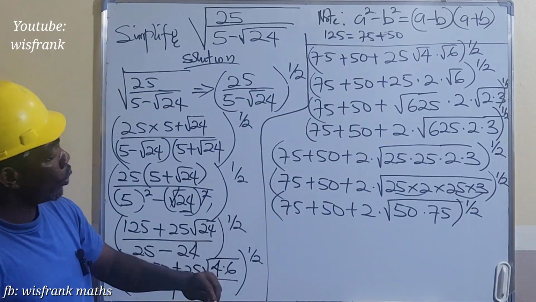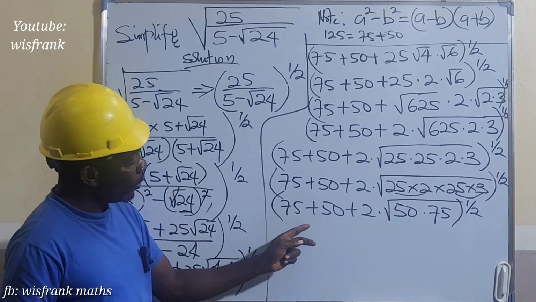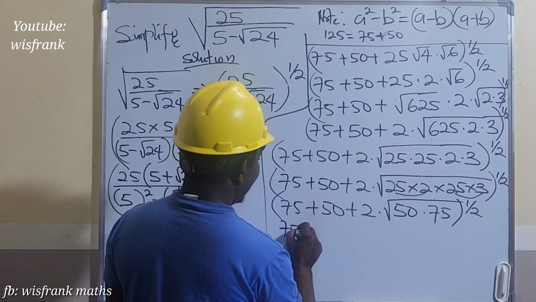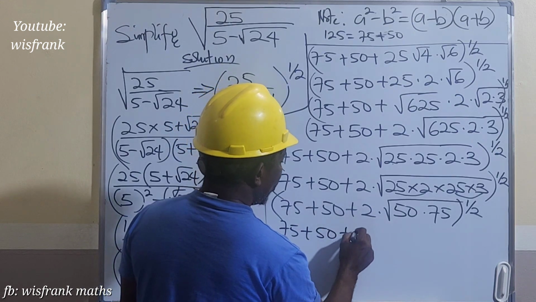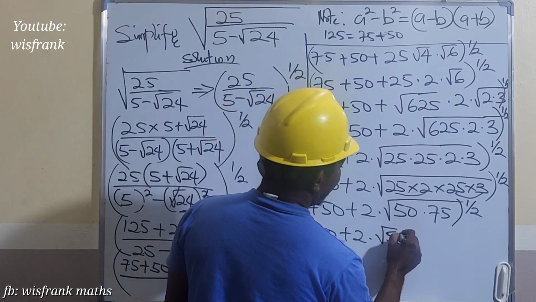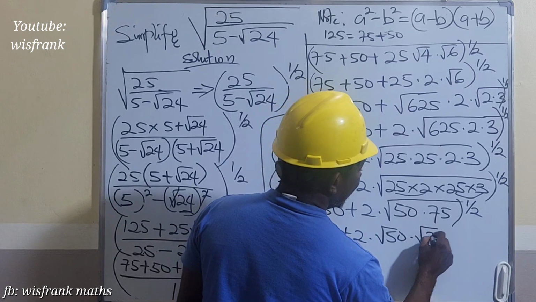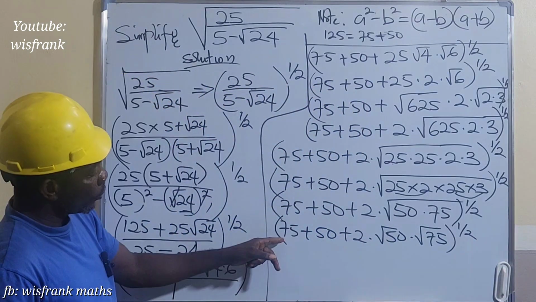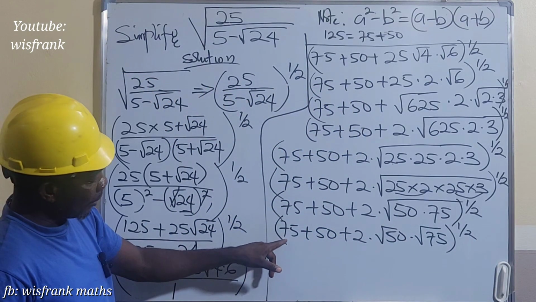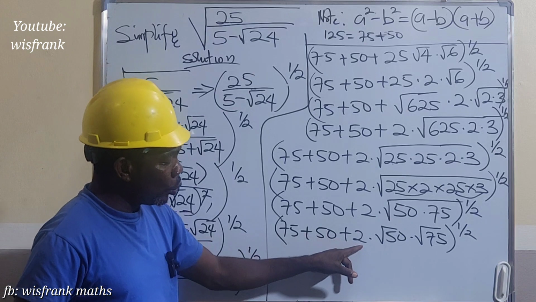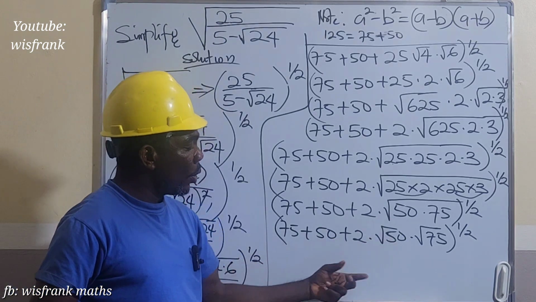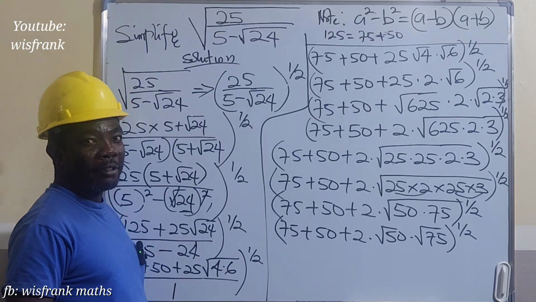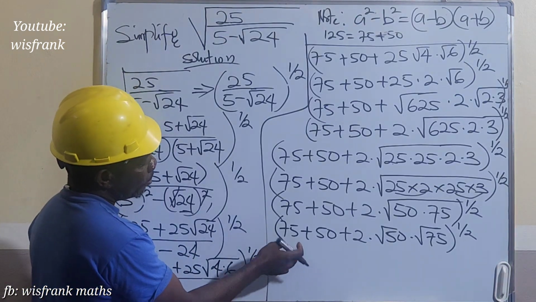So that is what we have now. So the next step, you can see that we can break this one down individually. So we have 75 plus 50 plus 2 times root 50 times root 75, all to the power of 1 over 2. So now you can see that we have 75, 50, and 2 times this. We can further break this one down because we are arriving at somewhere. We will arrive there, we see it. Now we can further break this one down.